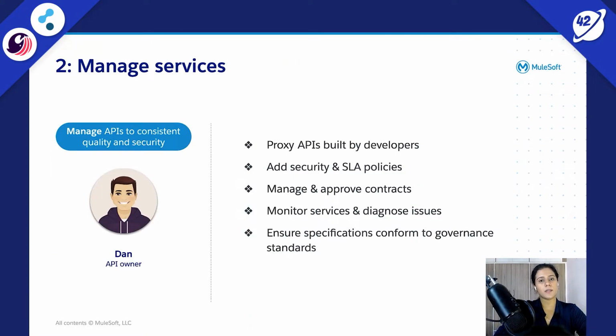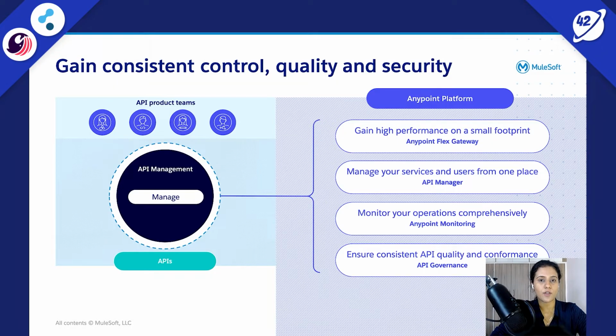So we have Dan, who's an API owner, and his main responsibility is to manage all these APIs, to apply security policies and best practices, to deploy proxies, to monitor his application and its performance, to approve SLA contracts and SLA tiers, and to ensure that all the governance and security policies are well in place. So let's see how we can help Dan achieve all of this using the MuleSoft Anypoint Platform, using universal API management.